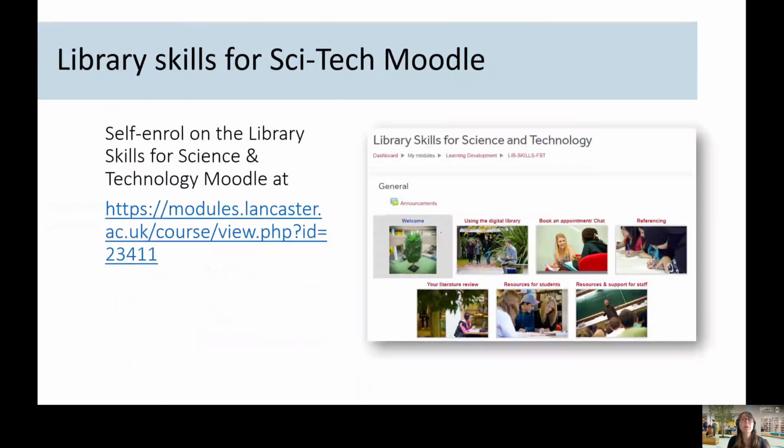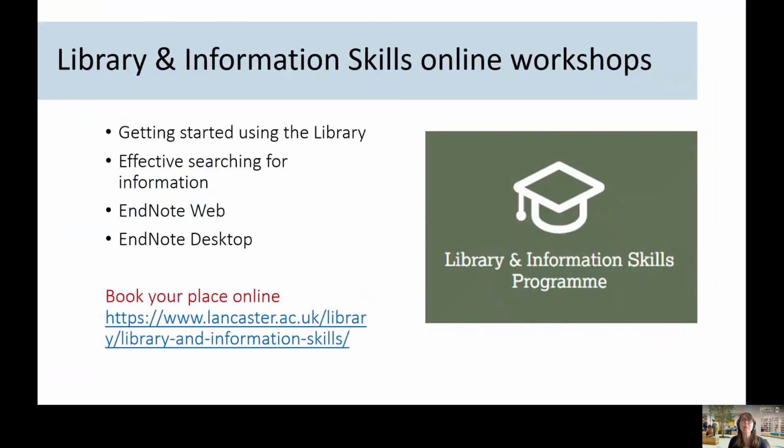You can also self-enroll into the Library Skills for Science and Technology Moodle, where you can access self-directed learning material on literature searching and referencing, and keep up to date with all that's going on in the library related to SciTech. We also have a central programme of library and information skills, which currently run online. During the first few weeks of term, these include getting started using the library, a more in-depth session on effective literature searching using library resources, as well as sessions introducing you to reference management software. This programme runs throughout the year, and you can see what's on offer and book through the link on the screen now or through the Faculty Librarians area on the library homepage.